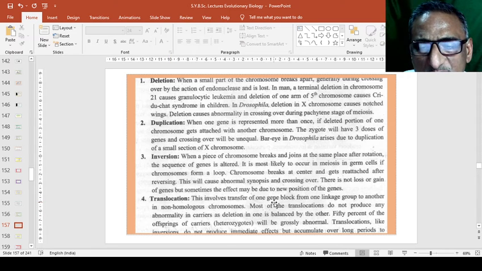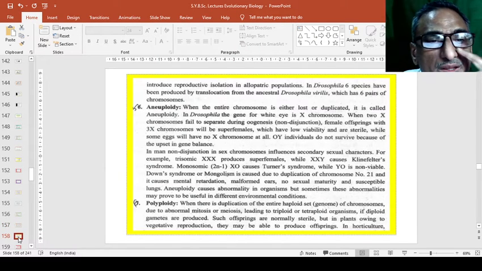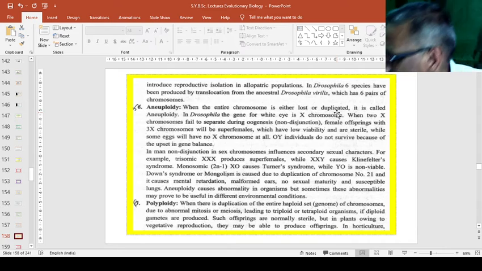Translocation involves transfer of one gene block from one linkage group to another, on non-homologous chromosomes. Most translocations do not produce any abnormality in carriers, unlike deletion, and 50% of the offspring carry it heterozygous and will grow grossly normal. Then in aneuploidy, the entire chromosome is either lost or duplicated.